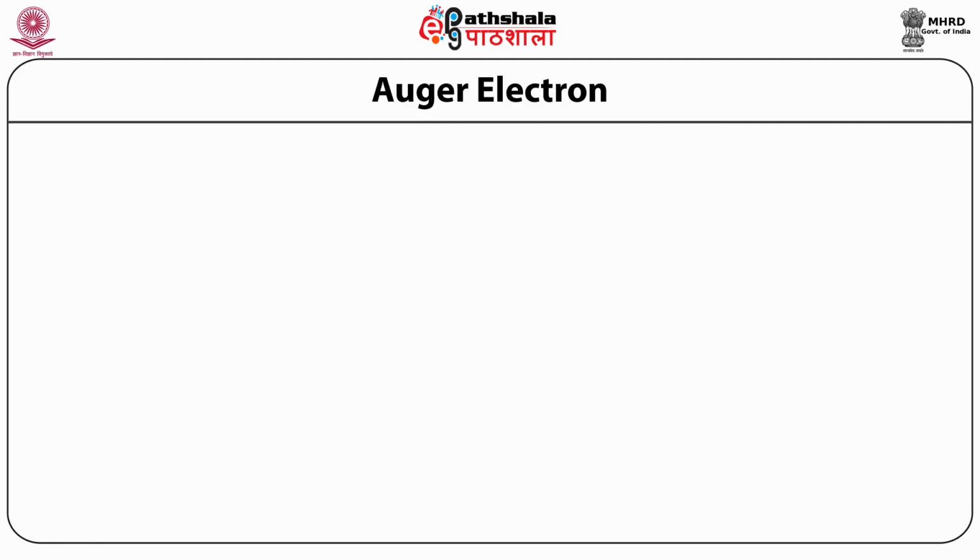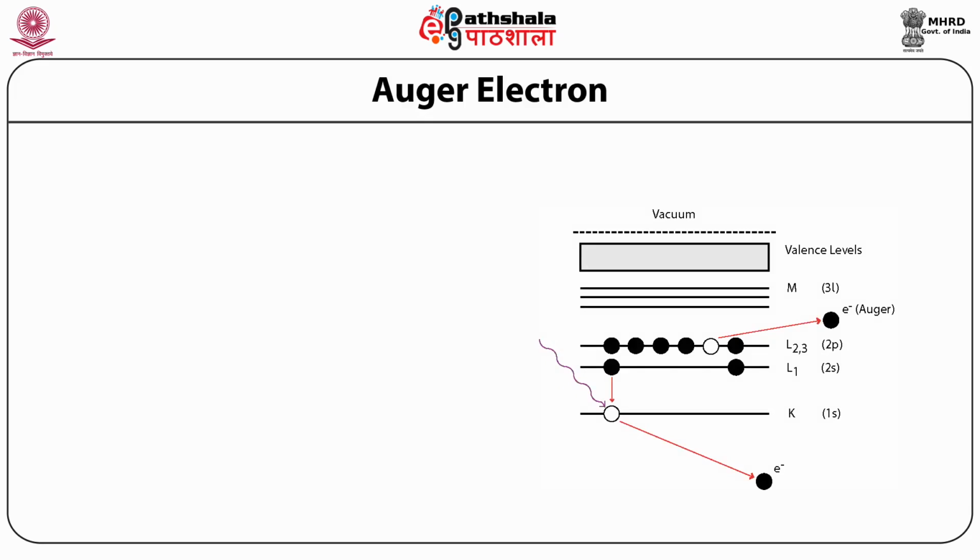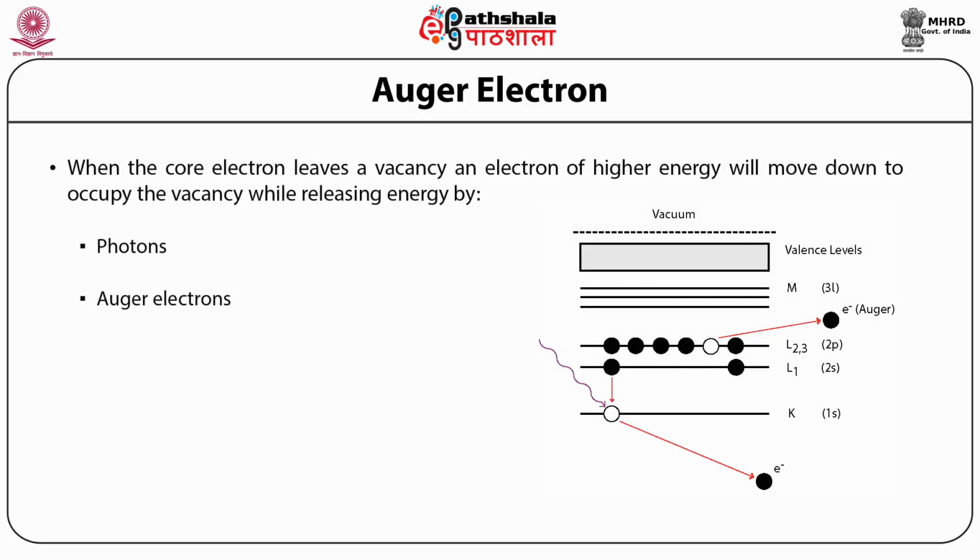The same electron that comes out can be analyzed slightly differently, and that analysis is called Auger Electron Spectroscopy, AES, as we call it. But the electron that comes out while studying ESCA is also known as Auger electron. It has been shown here in the diagram what an Auger electron is. When the core electron leaves a vacancy, an electron of higher energy will move down to occupy the vacancy while releasing energy by the ejection of a photon or by an Auger electron.